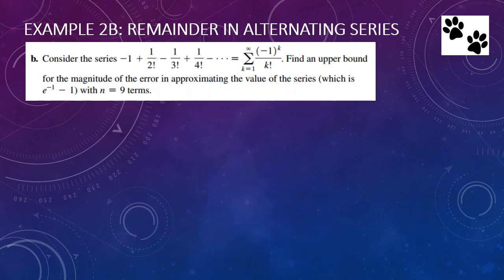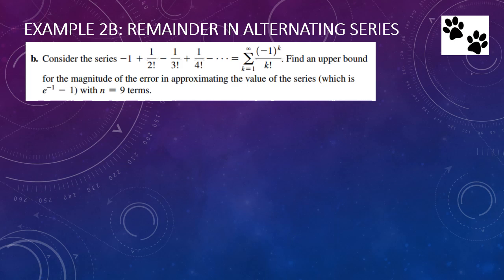In example A, we were trying to find how far in the series we had to go to meet a certain condition of error rate. So we wanted to see how far we had to go to make the error less than a certain value. Here we're trying to detect the upper bound of the error rate, the biggest size of the error, after going a specific number of terms. Okay, so let's look at that.